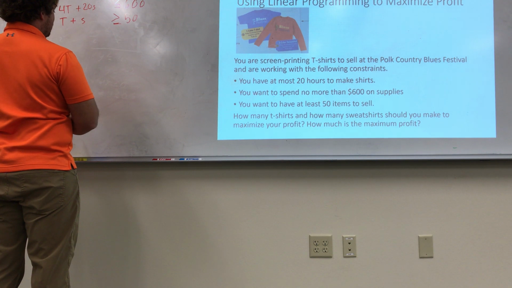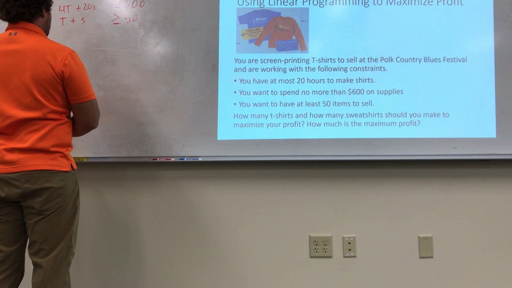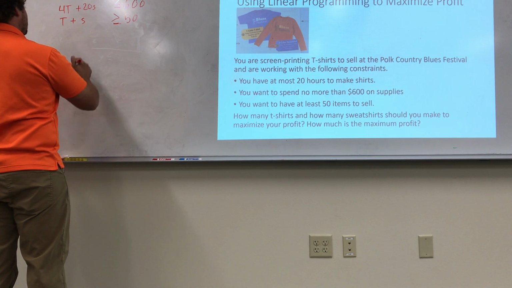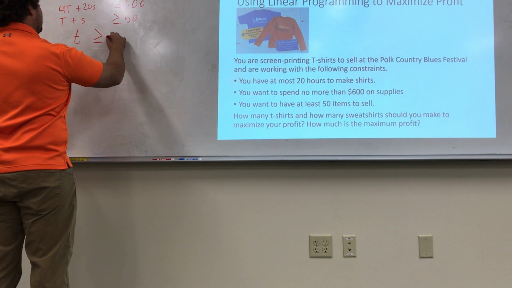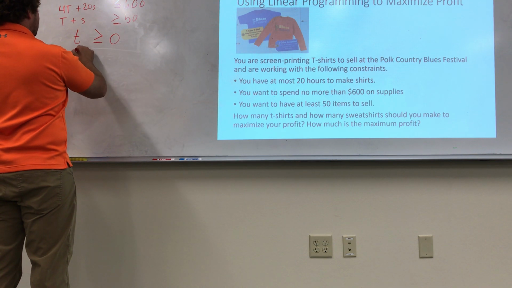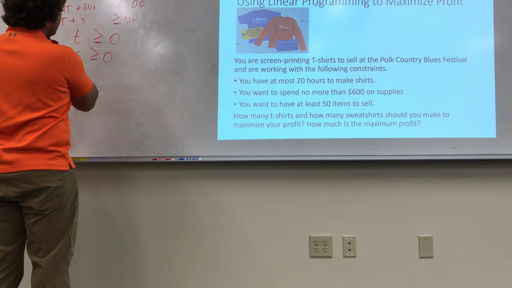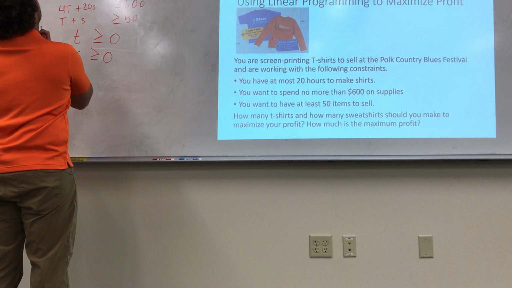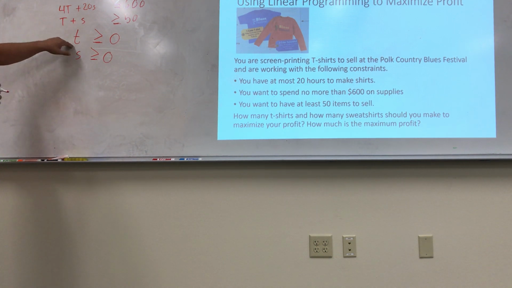Well, there's kind of a reason for that. There's also two more constraints we can make here. Can I have negative t-shirts? So T has got to be greater than or equal to S, and S has got to be greater than or equal to 0. Both of them are like that, or they have to. And T has got to be greater than or equal to 0.